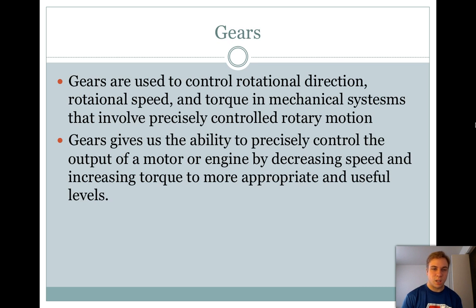Gears. Gears are used to control rotational direction, rotational speed, and torque in mechanical systems that involve precisely controlled rotary motion. Gears give us the ability to precisely control the output of a motor or engine by decreasing speed and increasing torque to more appropriate and useful levels.